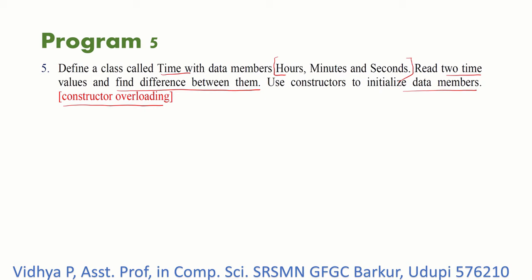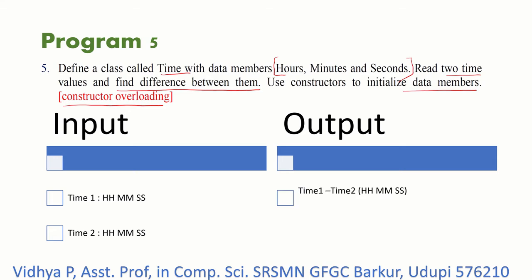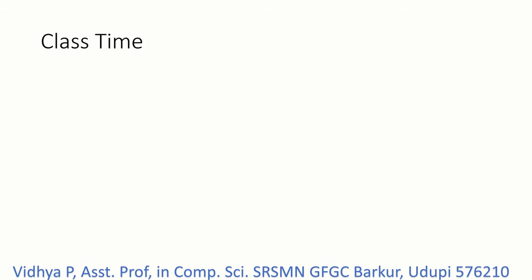It means we have to use constructor overloading. What is constructor overloading? It means we can have more than one constructor with a different number or different types of parameters. Let us see what the input should be. Input should be time 1 and time 2, that is two time components with HH, MM, SS, that is hours, minutes and seconds, and the output should be the difference between these two time components.